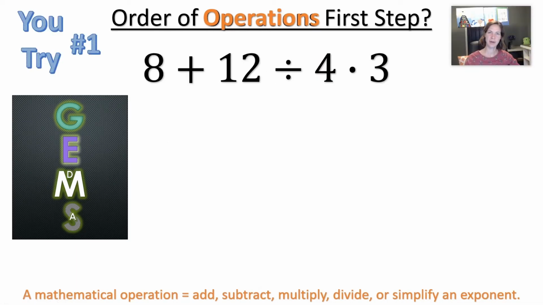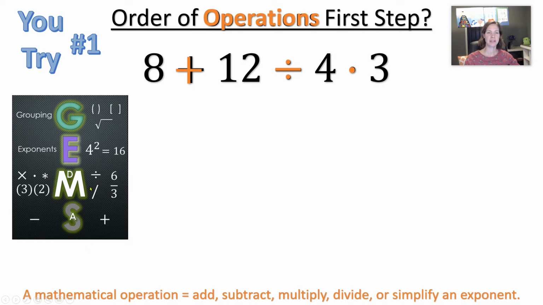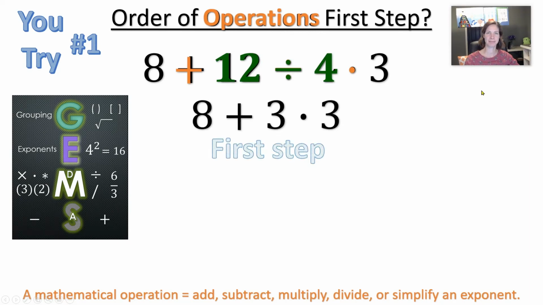For you try number 1, what is the first step? Our operations are addition, division, and multiplication. So if we look at G.E.M.S, multiplication and division are here, and it's from left to right. So you need to make sure you divide because that's first from left to right. And 12 divided by 4 is the first step.